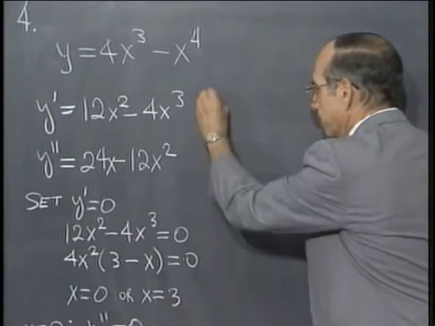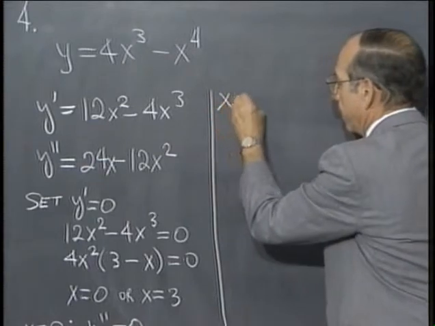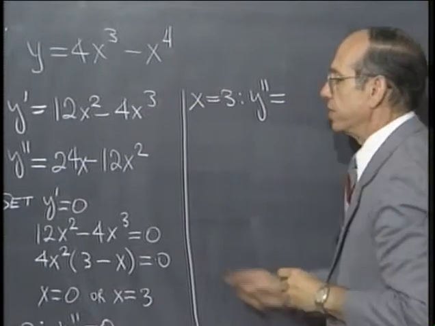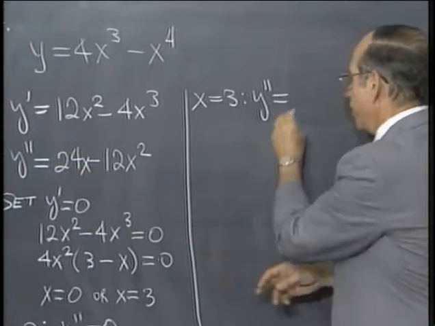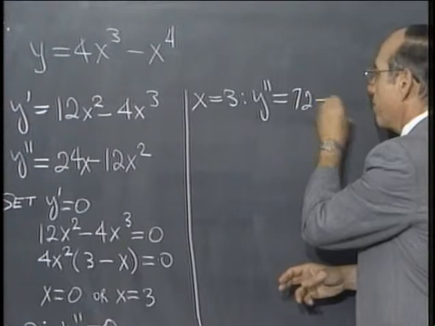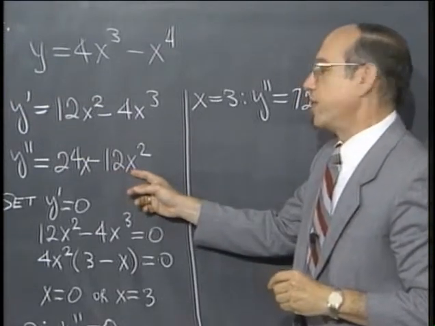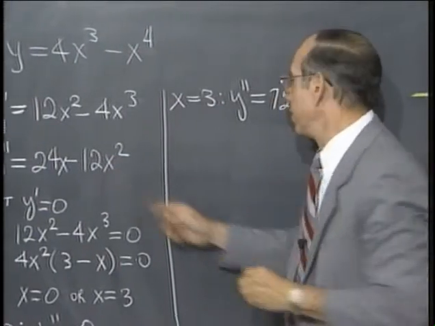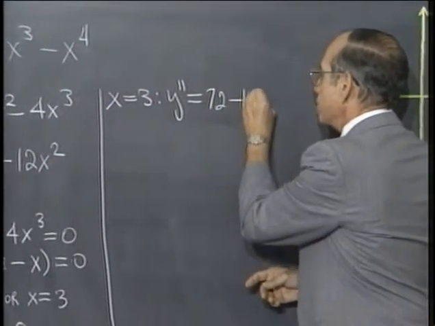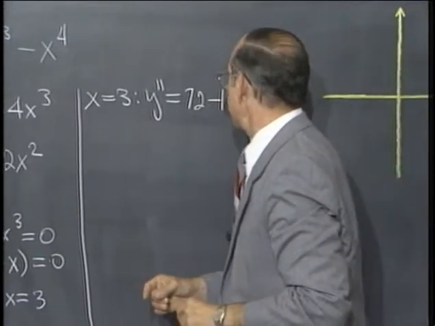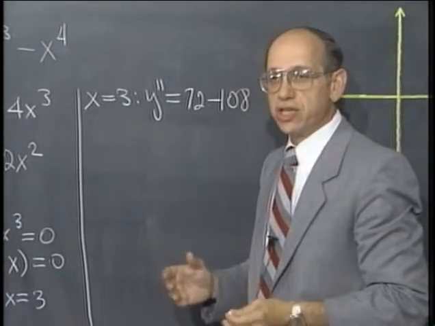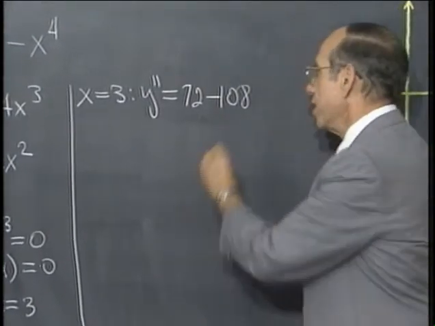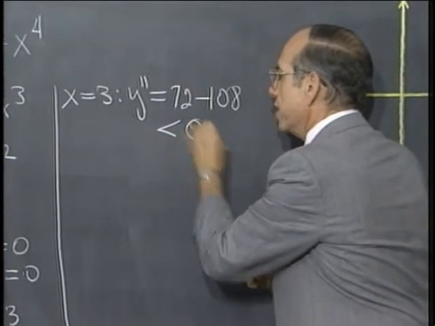At x equals 3, we have y double prime is equal to 24 times 3, which is 72, minus 12 times 3 squared. 3 squared is 9, and 12 times 9 is 108. So we have 72 minus 108, and I guess that number is minus 36, but it's the minus that really counts. I don't really have to know exactly what the number is. I simply want to know that this is negative.